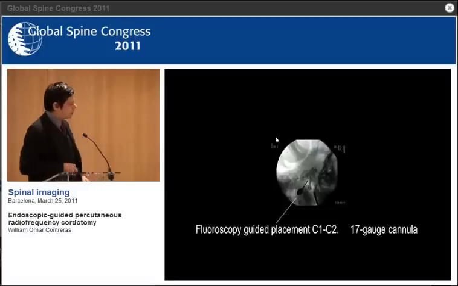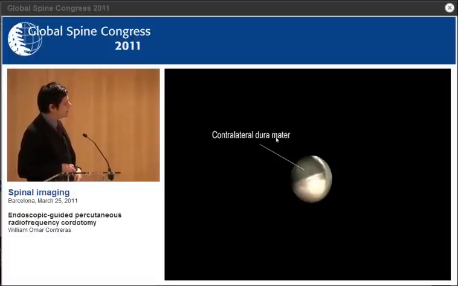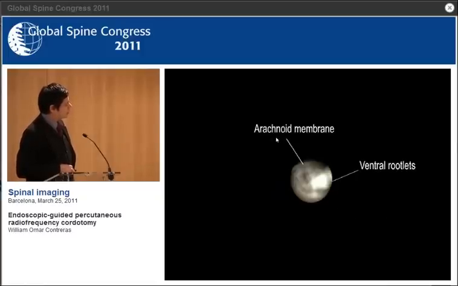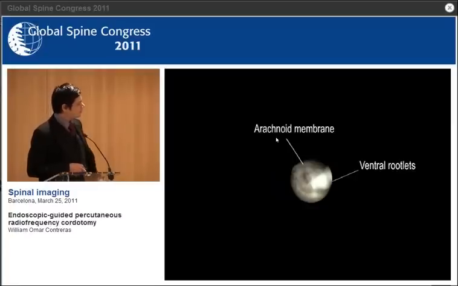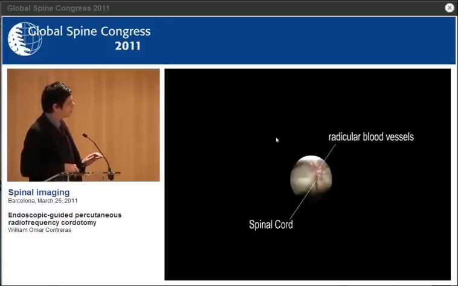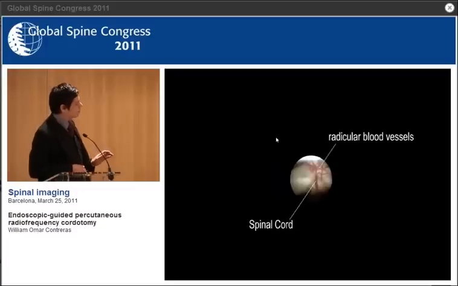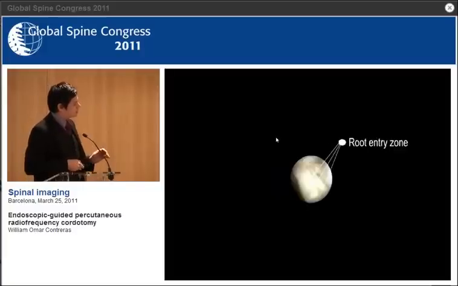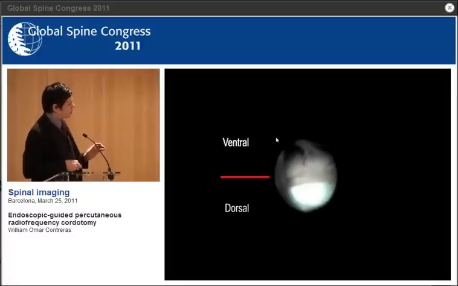So at first, we go into the interspace C1, C2. We introduce the endoscope, which is an endoscope of 9.9 millimeters. And then we start to have the visualization of the structures, the arachnoid membranes and the ventral rootlets. We can see also the surface of the spinal cord, the radicular blood vessels of the spinal cord, and the root entry zones for ventral and also dorsal roots. So with these landmarks, we are avoiding the risk of making mistakes in the spinal cord.